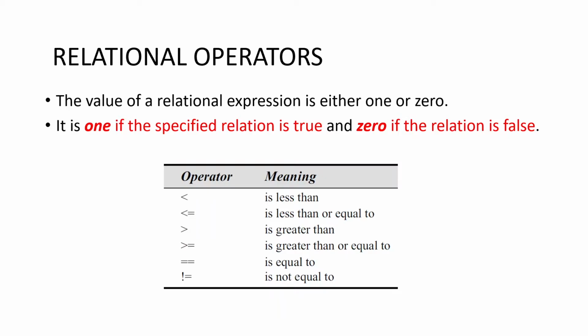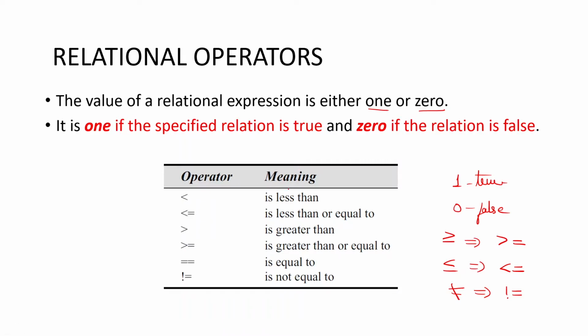Now moving on to relational operators. A relational expression is evaluated as either 1 or 0. 1 means it is true and 0 means it is false. The operators are: less than, less than or equal to, greater than, greater than or equal to. In our notation we write greater than or equal to like this, but in C language we write it differently. Similarly for less than or equal to, and not equal, which uses the exclamation mark. So we should learn the relational operators.